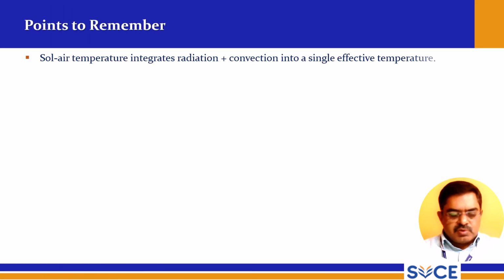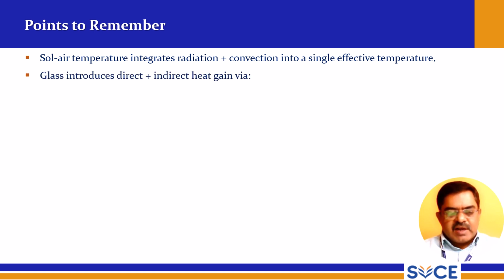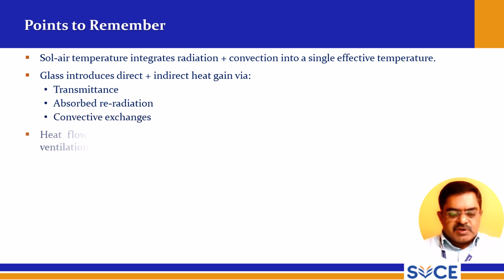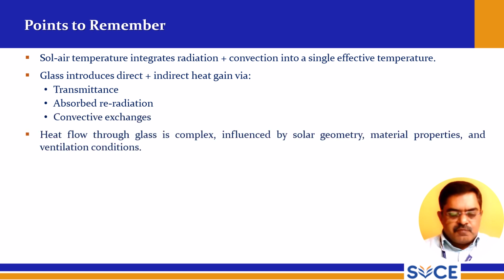So points to remember here: the solar temperature integrates radiation plus convection into a single effective temperature. Glass introduces direct plus indirect heat gain via transmittance, absorbed re-radiation, and convective exchanges, and heat flow through glass is complex and influenced by solar geometry, material properties, and ventilation conditions.